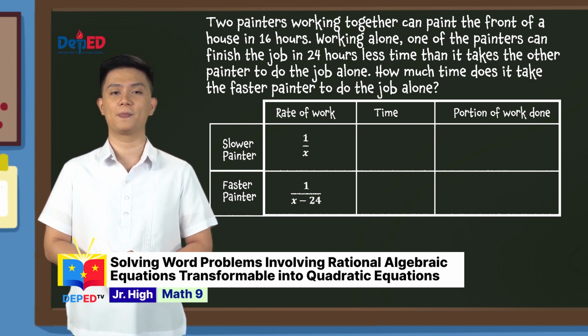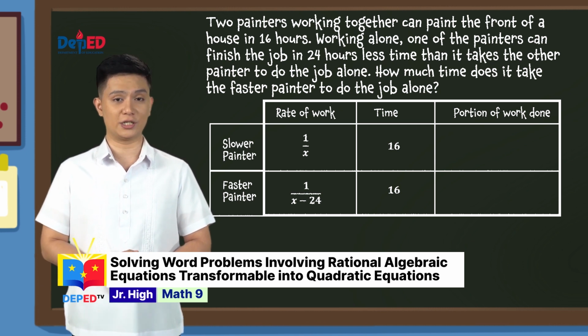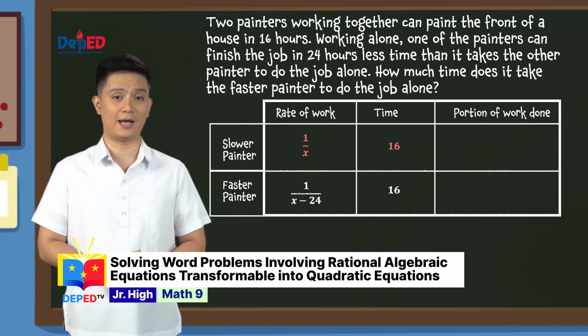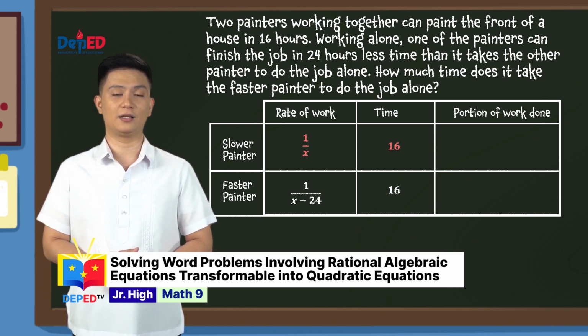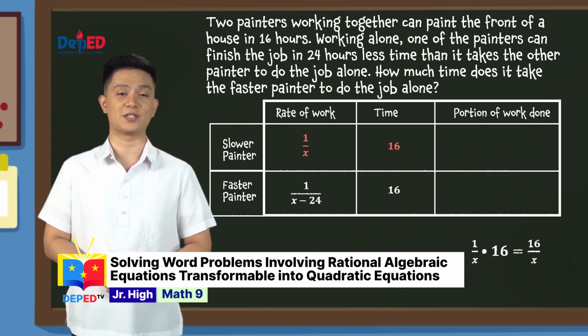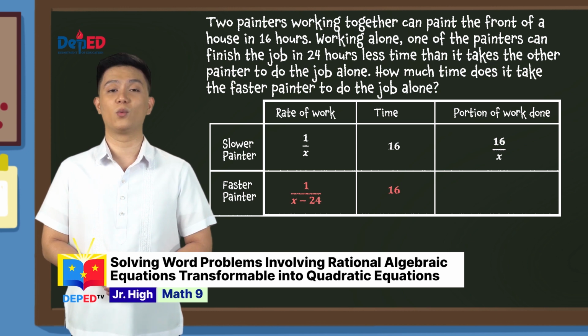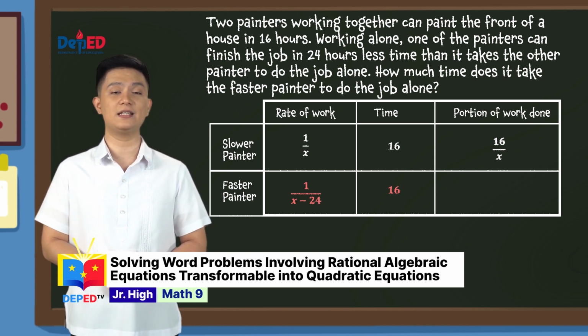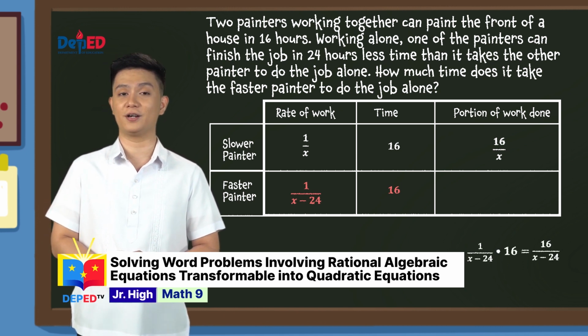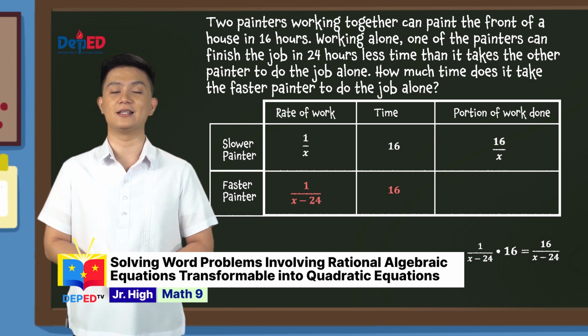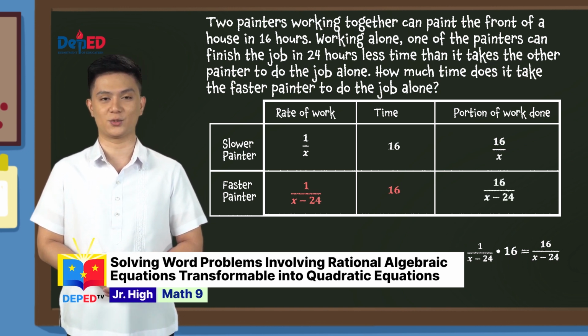As mentioned in the problem, they can finish the job in 16 hours if they work together. We shall indicate in the table that they both work for 16 hours. We multiply 1 over x by 16 to determine the portion of work done by the slower painter. 1 over x times 16 is equal to 16 over x. We multiply 1 over x minus 24 by 16 to determine the portion of work done by the faster painter. And 1 over x minus 24 times 16 is equal to 16 over x minus 24.